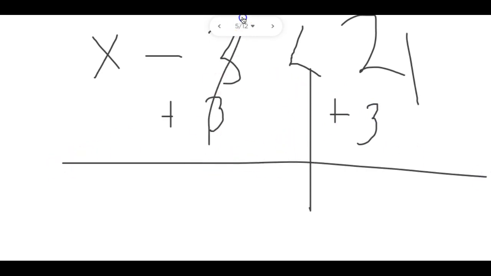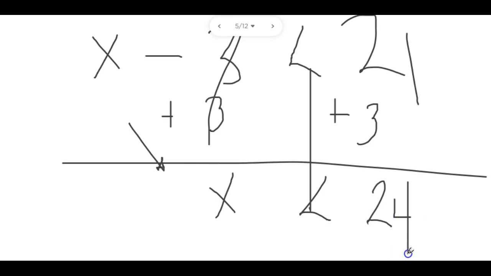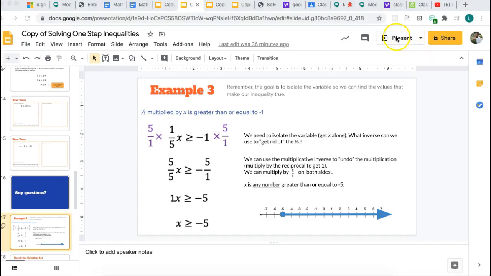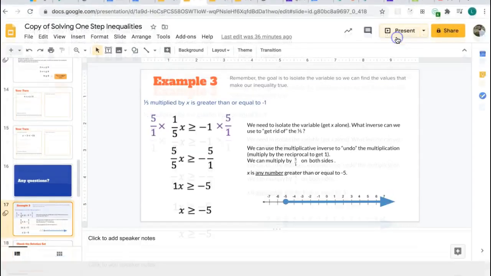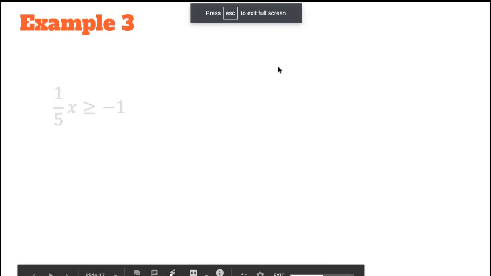Bring down my x, and you're left with x is less than 24. So any number would make this correct as long as that number is less than 24. All right? All right, so back here, let's go through a few, the next step that we need to go through.